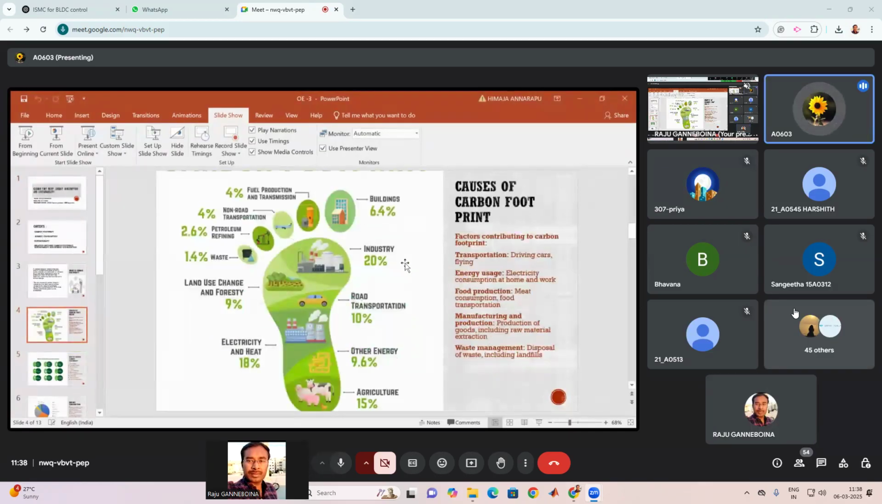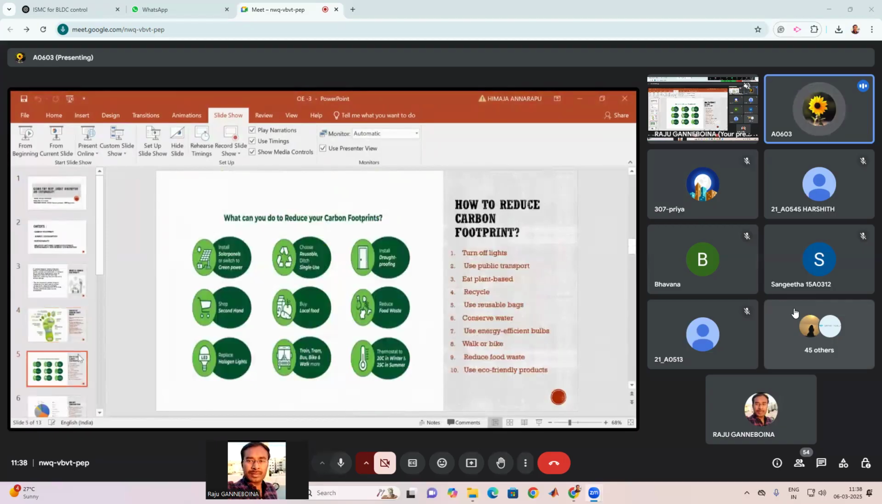So, what I was explaining is this picture which is showing the causes of carbon footprint due to various industries, road transportation, other energies, electricity and heat, land usage, petroleum refining, transportation, and fuel production. So next, moving on to how to reduce carbon footprint. This is the major issue which we have to deal with in coming days.